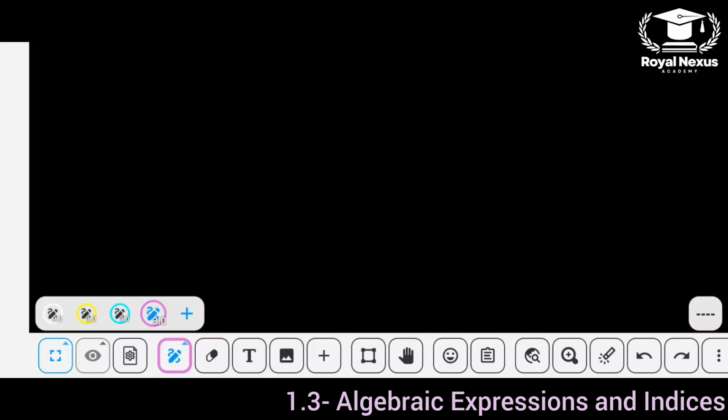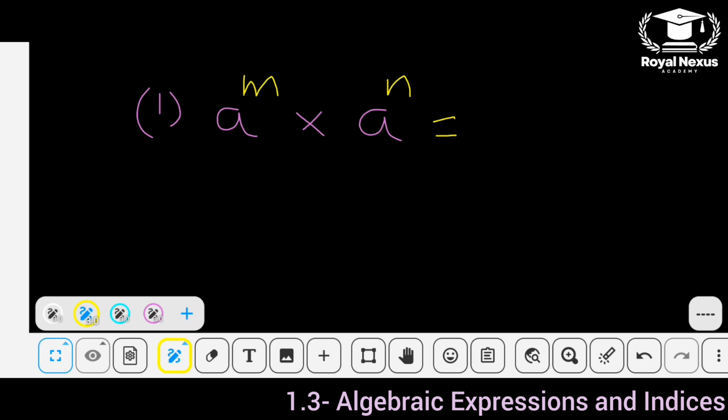Starting with the first rule of indices: when the bases are the same, like a multiplied by a, with powers m and n, when you multiply these bases with different powers, the powers will be added together. So it will be a raised to the power m plus n. Again, when the bases are the same and the powers are different, and the bases are multiplied with each other, the powers will always be added together. So this is the first rule of indices.